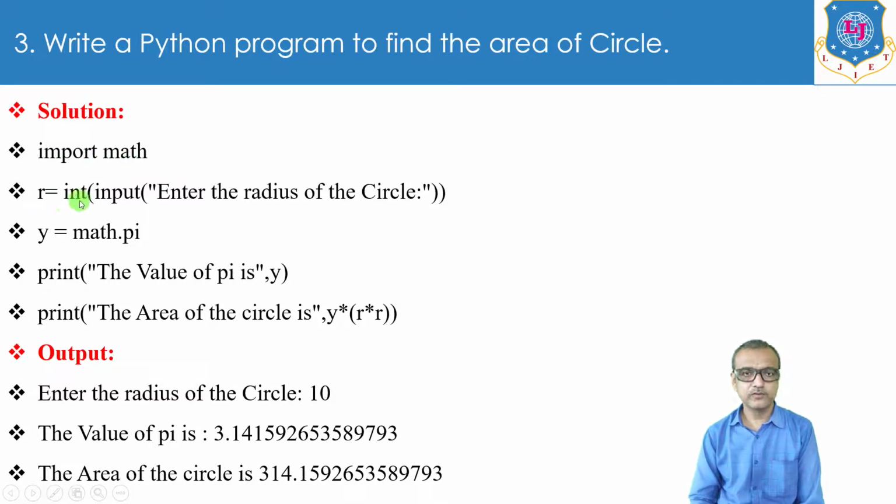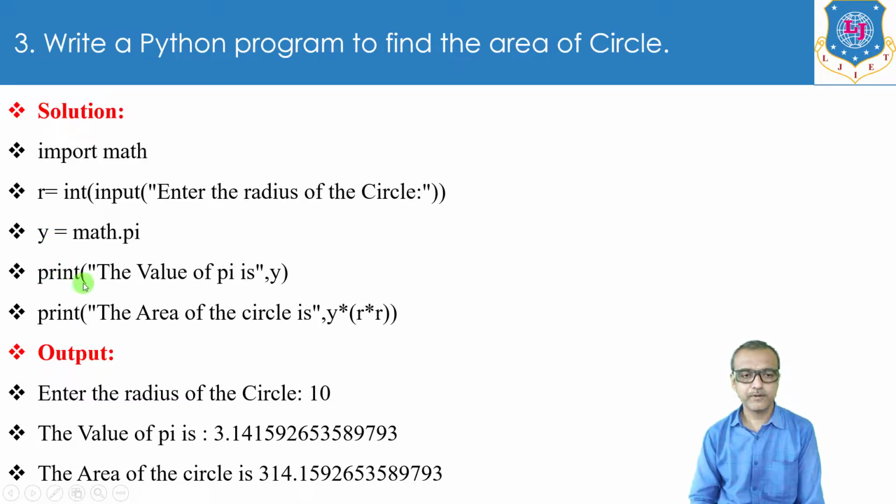Now r equals to int of input, enter the radius of circle. So with the help of this input method, user can enter the radius of circle. Again it will give us the string value, and we need to convert the string value into int value. That's why we need to write down int over here. Now y equals to math.pi. From math module we are going to take the value of pi. So here we are going to assign the value of pi in the variable y.